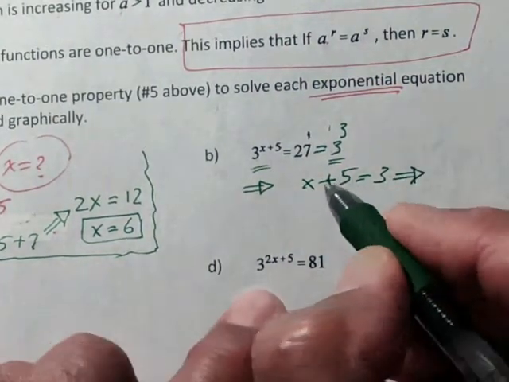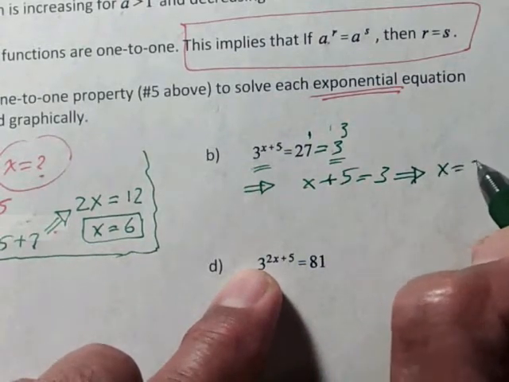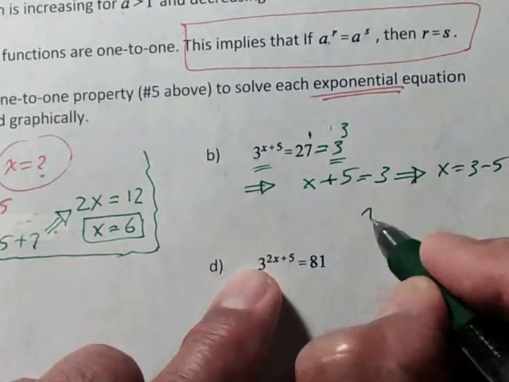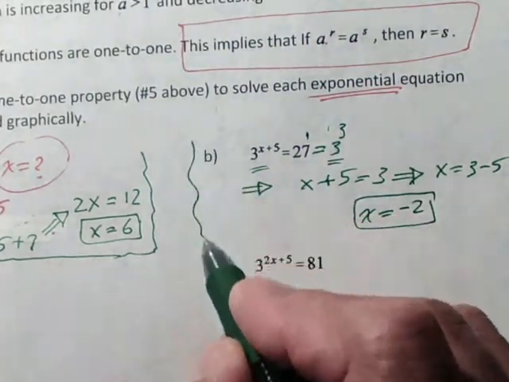So if you subtract 5 from both sides, or move 5 to the right side, x is equal to 3 minus 5. So x is equal to negative 2. Okay.